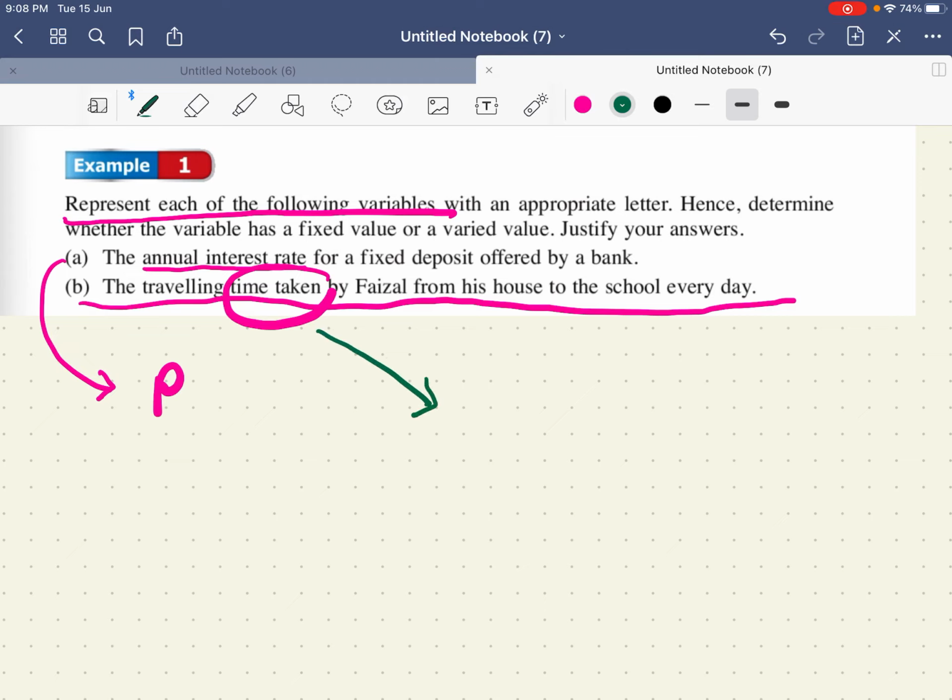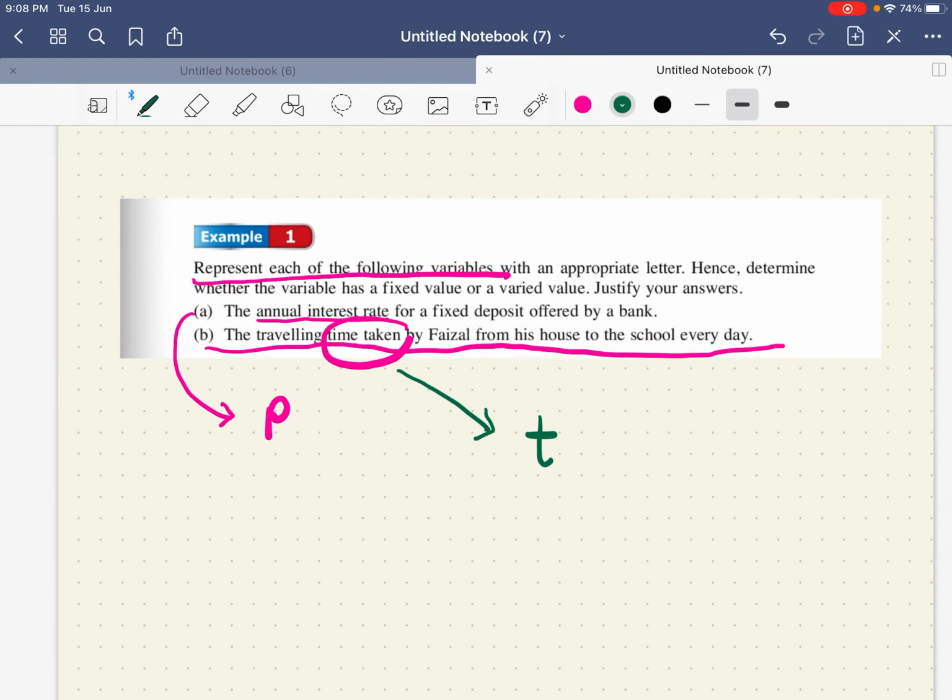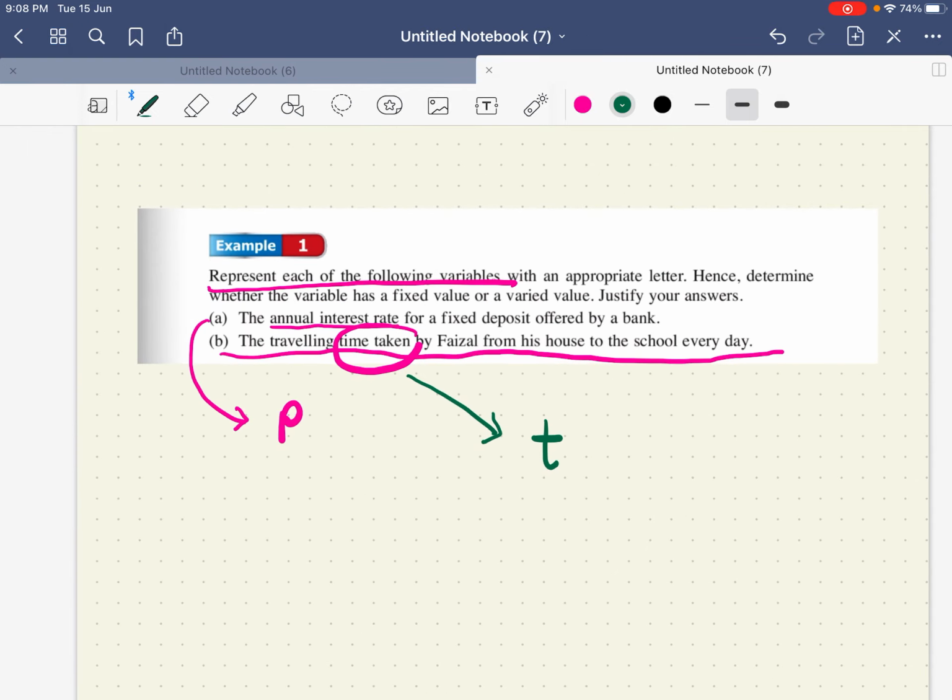Nak guna speed punya formula ke, tak boleh lah sebab kita tak tahu apa-apa. So boleh je kita pakai T for time. Okay, it can be any letter or any alphabet that you like. It doesn't matter as long as benda tu adalah letter. Okay, I hope you understand this one. Okay, this is another example here.